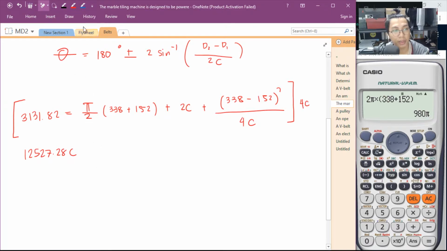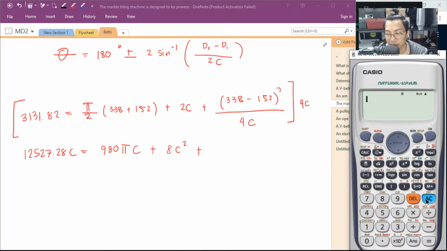980 pi. So, that is equal 980 pi, may kasamang C. Plus 2C times 4C, that is 8C squared. Plus, yun nandito sa taas, 338 minus 152. Don't forget to square the answer. 186 squared, that is 34,596.